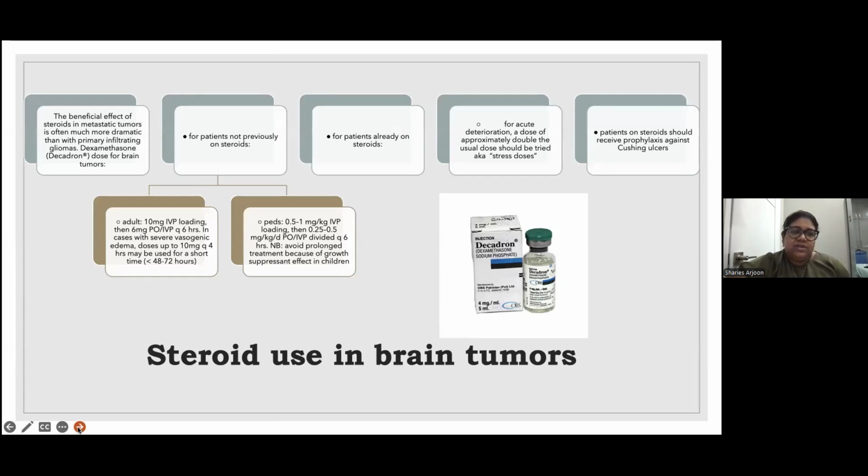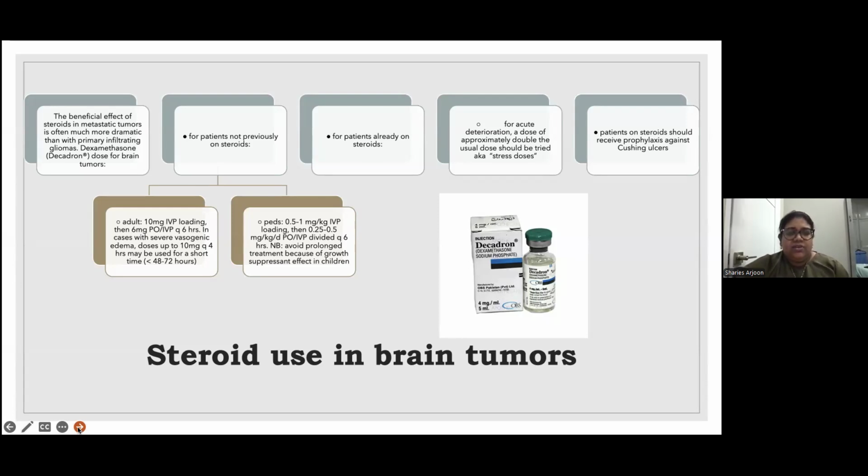So, the role of steroid use in brain tumors. The beneficial effects of steroids in metastatic tumors are often much more dramatic than with primary infiltrating gliomas. The dexamethasone or Decadron dose for brain tumors, for adult patients not previously on steroids, would be 10 milligrams IV loading, then 6 milligrams PO or IV every 6 hours. In cases with severe vasogenic edema, doses up to 10 milligrams every 4 hours may be used for a short time span, that is 48 to 72 hours.